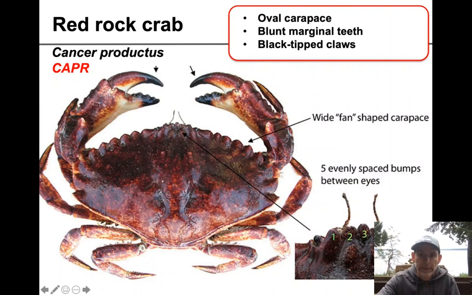So looking at it up close, we see the wide, blunt marginal teeth. We see the black claws. Another interesting feature that I like to point out is that the rostrum has a slightly different shape than its other relatives. It has what looks almost like the bill or brim of a cap because it has 5 marginal teeth that sort of project forward of the eye orbits.